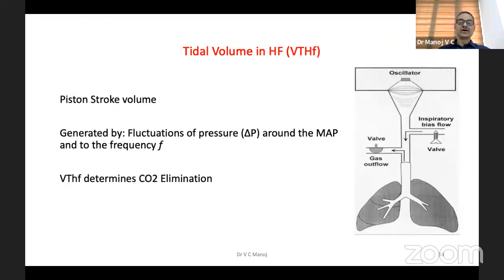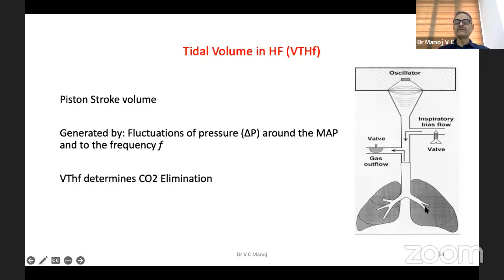We all know this. The ventilator is a T-piece. Air comes, so imagine this portion is not there, air comes, and then when the valve is closed, it goes into the lung. When the valve opens, it goes out. So that is PEEP.